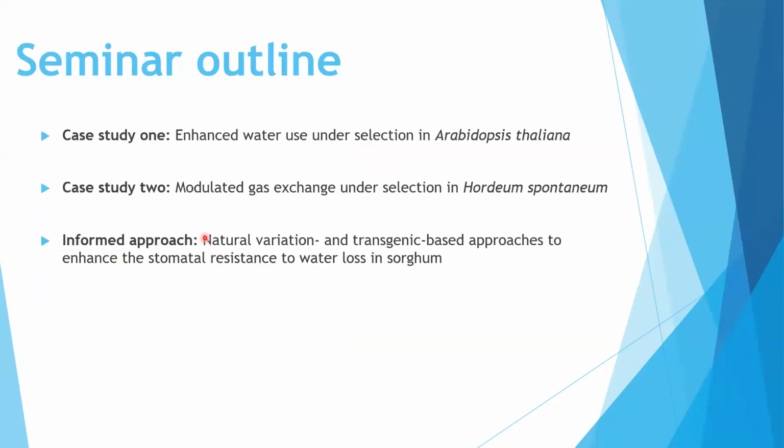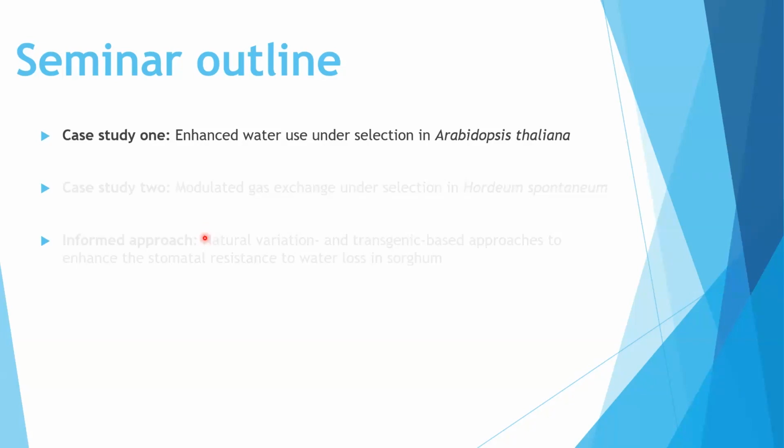So in terms of what I'm going to talk about today, I'm going to talk about two case studies where I've looked at natural populations and how water use varies within those populations, and how the lessons we learn from those can go forward to an informed approach to try and improve the sustainability of water use in crops. So the first one, I'm going to talk about how water use is under selection in Arabidopsis thaliana.